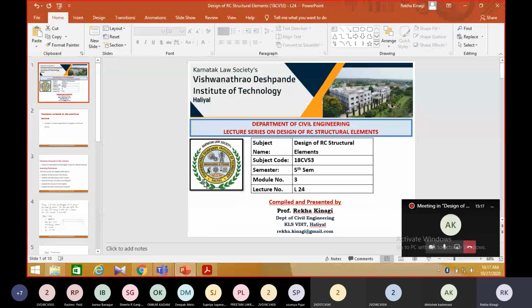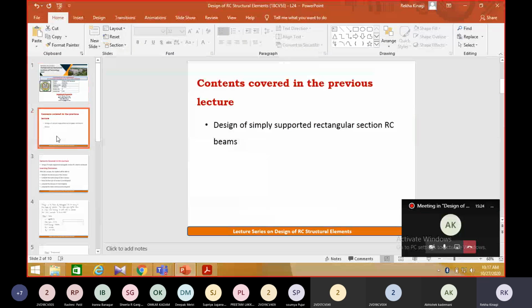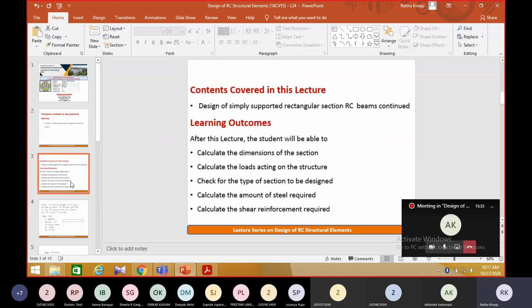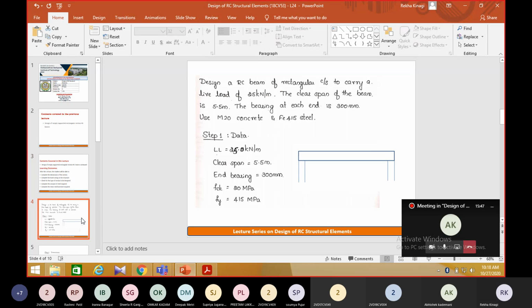Today we are going to cover lecture number 24 of module 3. In the previous session we designed a simply supported, singly reinforced rectangular section RC beam. Today we are going to continue with a similar kind of design, that is design of a simply supported rectangular section beam, and we'll be checking whether we need to design a singly reinforced section or a doubly reinforced section. So let's start with the design.